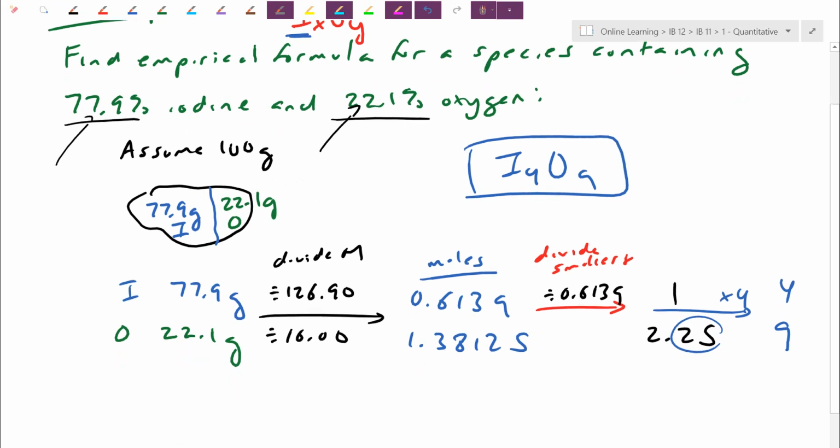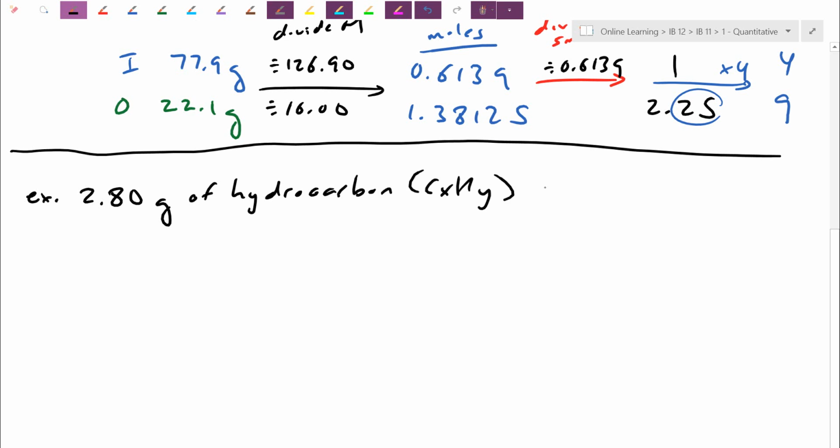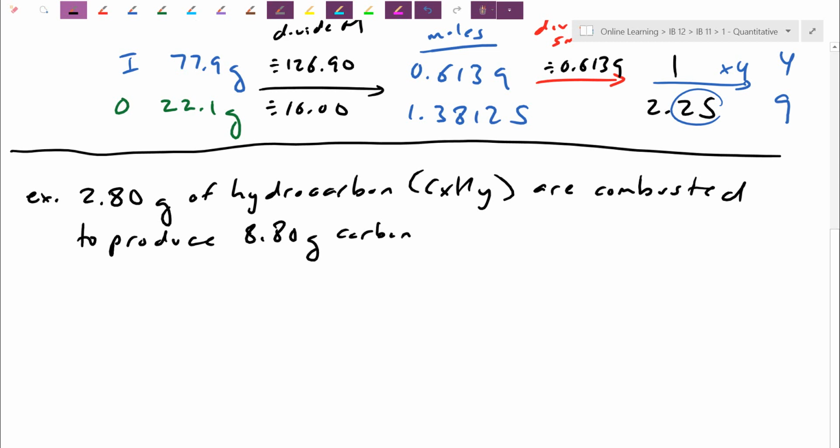I'm going to write for you a question in the IB style, how they're going to word it. So compare this setup as shown to the new stuff we did today. How does IB word this empirical formula question? Just steal one of their questions here. 2.80 grams of hydrocarbon, remember CxHy, are combusted. Okay, we put it through a burning reaction. Are combusted to produce 8.80 grams of carbon dioxide, right? Burning produces CO2, and 3.60 grams of water.